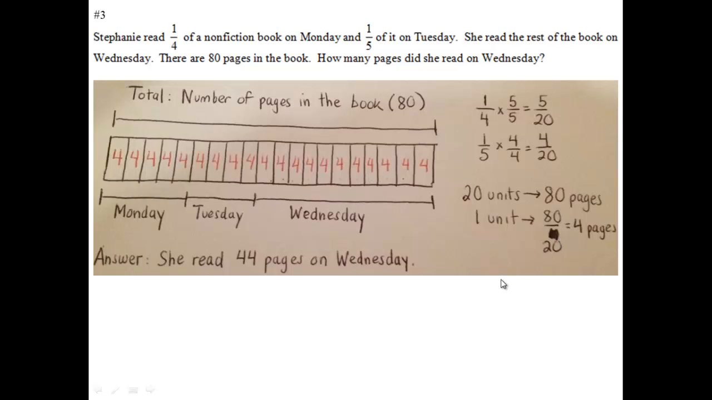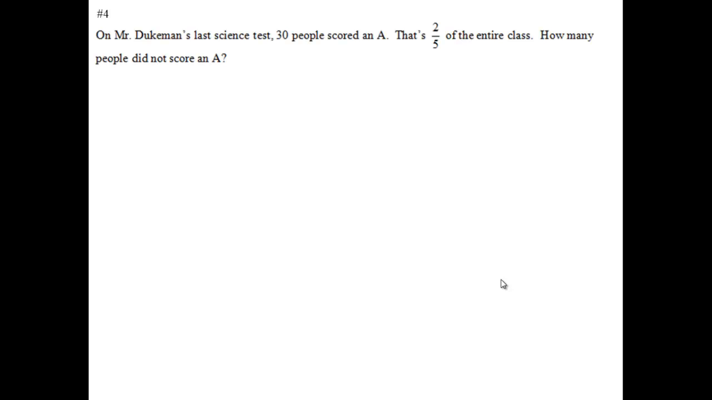Finally, last one, number 4. Mr. Dukeman's last science test. 30 people scored an A. That's 2/5 of the entire class. How many people did not score an A?